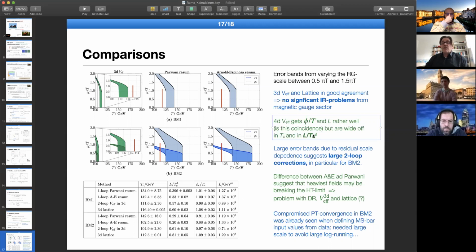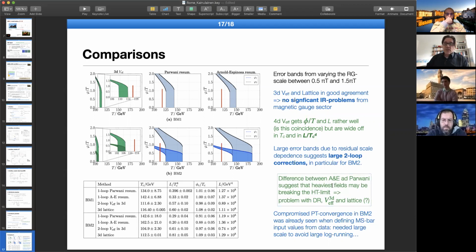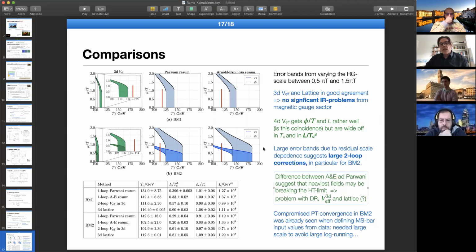The effective potential fails to give accurately this important strength of the transition parameter. To me, the difference between these may be a little worrisome. Ville might disagree, but I always thought that seeing a difference between Arnold-Espinosa and Parwani in the two-loop effective potential method may suggest that some of the heaviest fields in the game are starting to break the high temperature limit. And if that is so, then it might predict some problems for the accuracy of the dimensional reduction as well, and also for the accuracy of the 3D effective potential and lattice results, which you wouldn't see from within those two, actually.